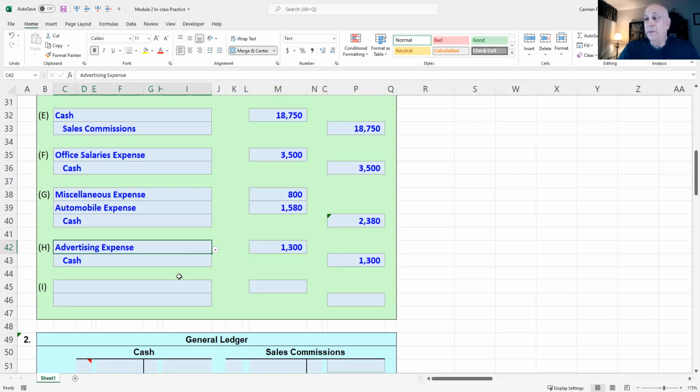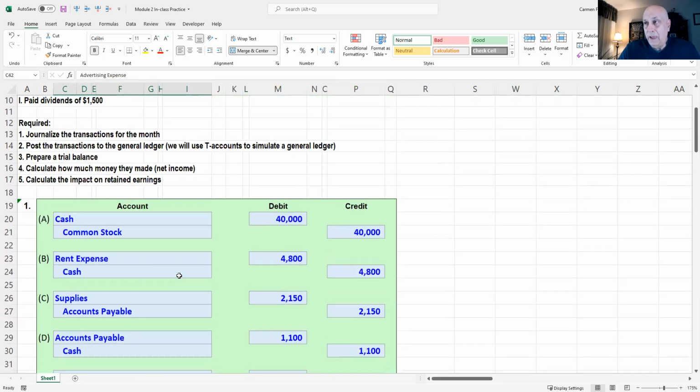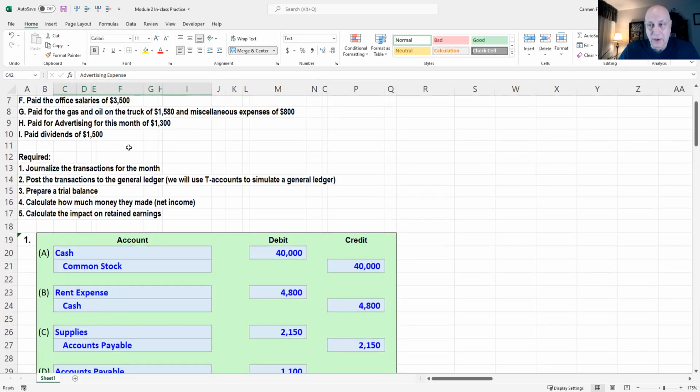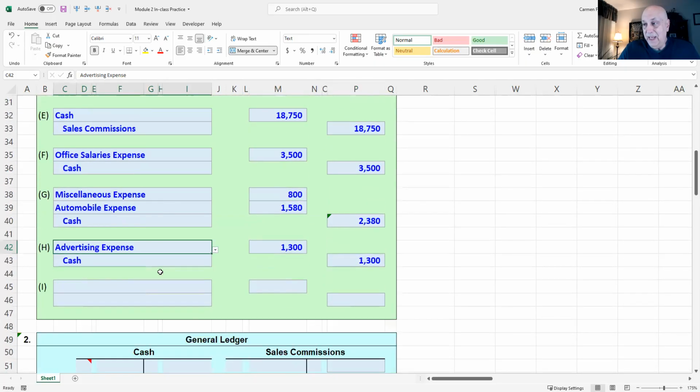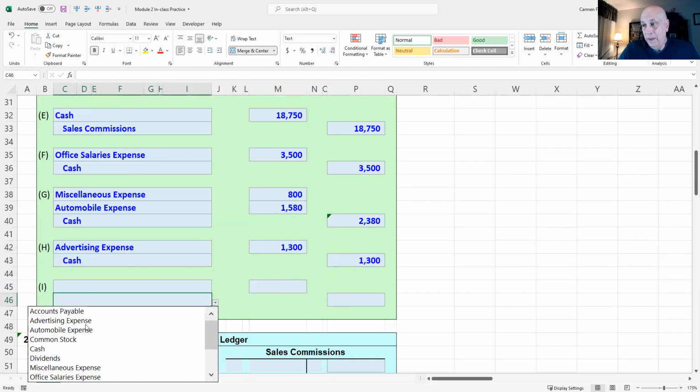Okay, and let's look at the last transaction. We paid dividends of $1,500, transaction I. Okay, so paid again means cash is leaving the building.